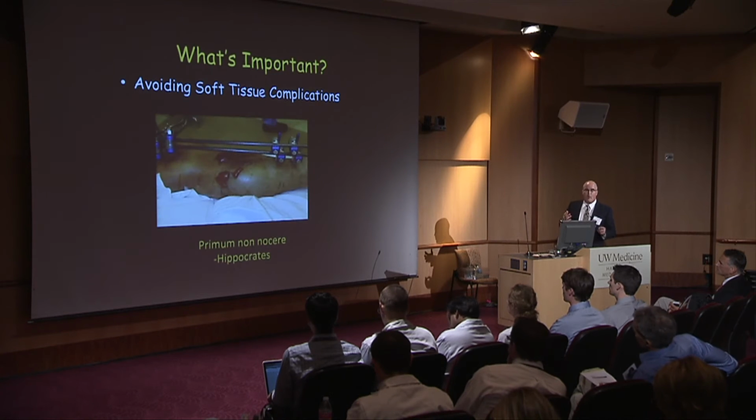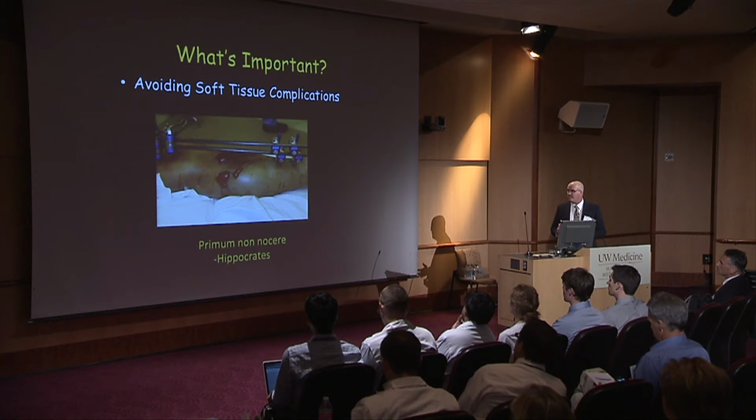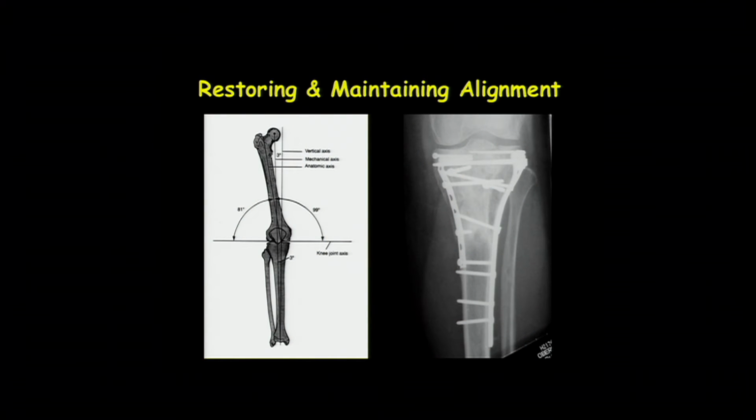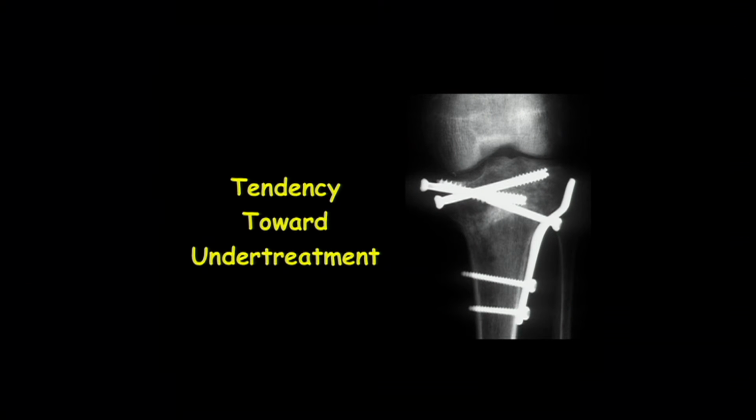So what's important? Well, certainly avoiding soft tissue complications, right? First, do no harm, right? Primum non nocere. But restoring and maintaining our alignment, just as we learned in the last lecture, can ward off poor functional outcomes. We know from a while ago that varus is extremely poorly tolerated, but because we're trying to avoid soft tissue injuries, there was a tendency towards undertreatment on the medial side, and probably an underappreciation of what a bad actor the medial component of these fractures is.